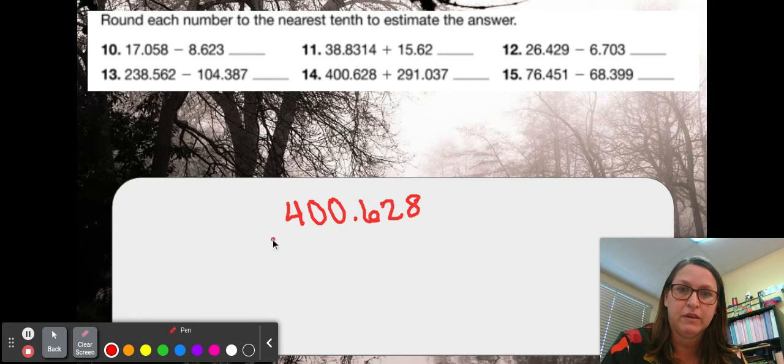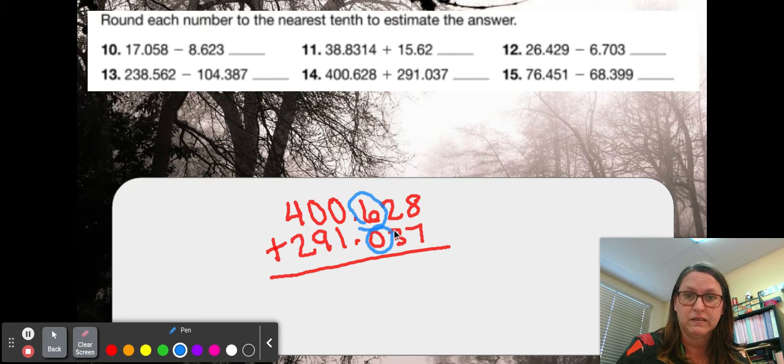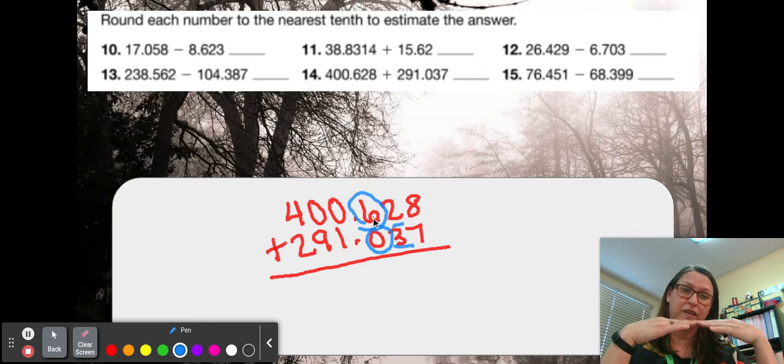400.628 plus 291.037. With this one right here, the first thing I need to do is circle my number in the tens place. And I'm going to underline their neighbor. So 2 is 4 or less, let it rest. So my 6 stays the same.